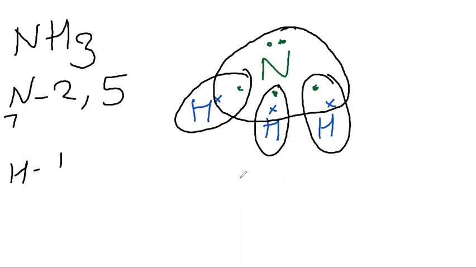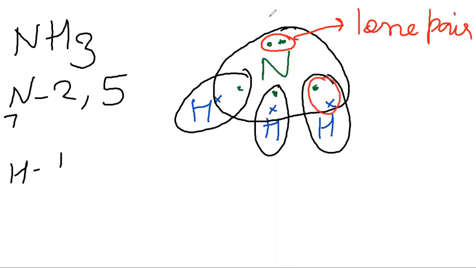Here we see that this pair of electrons is not shared with any other atom. So this pair of electrons is called a lone pair. But if we see here, these electrons are shared. So this is known as a bond pair of electrons, because the electrons are shared and they are forming a bond between the nitrogen atom and the hydrogen atom.